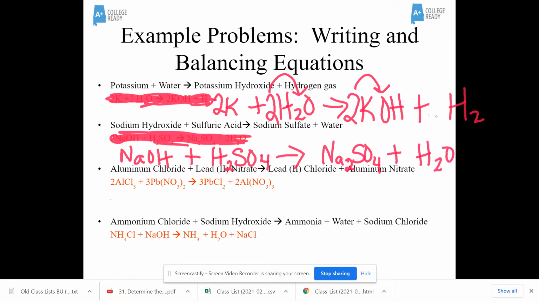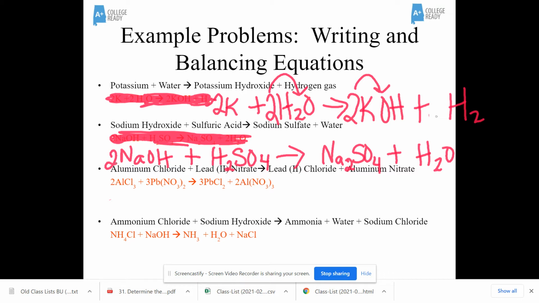Okay, let's start seeing if they're balanced. All right, sodium. You can start with any one you want. It doesn't matter. So I'm just starting at the left. Sodium. I have 1 on the left and 2 on the right. What am I going to do? Let's try putting a 2 right here.